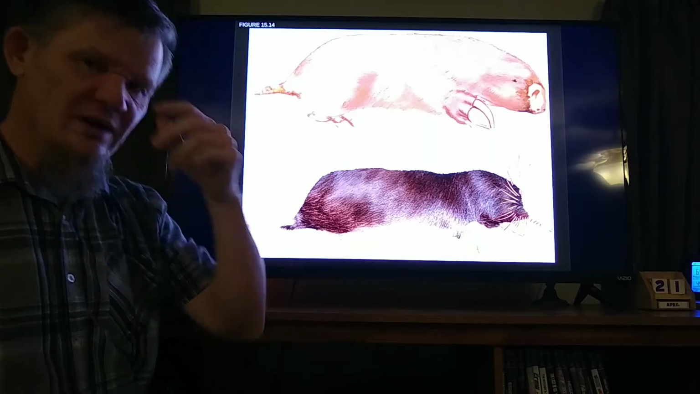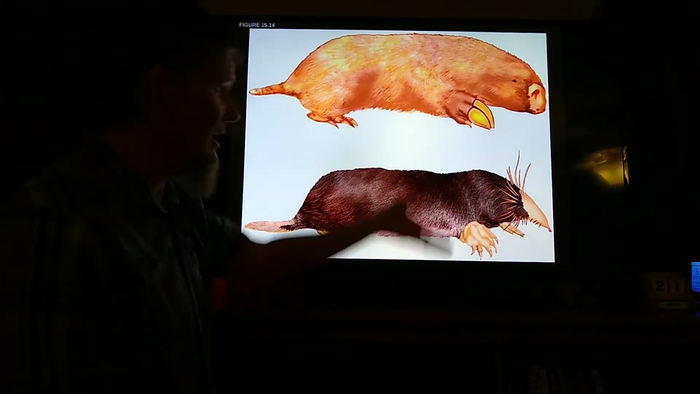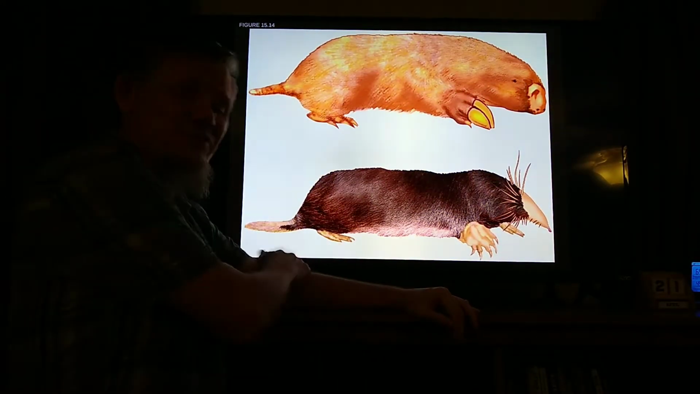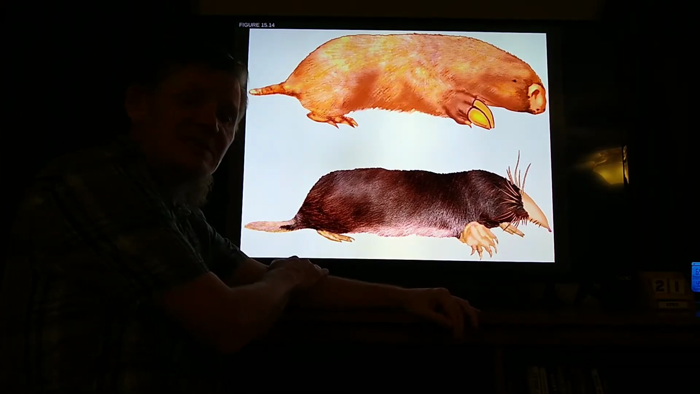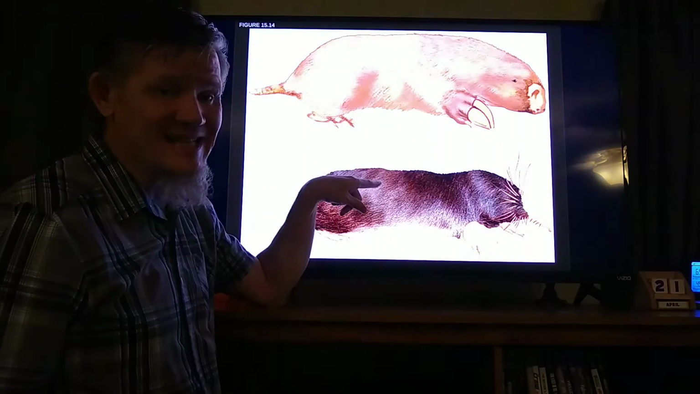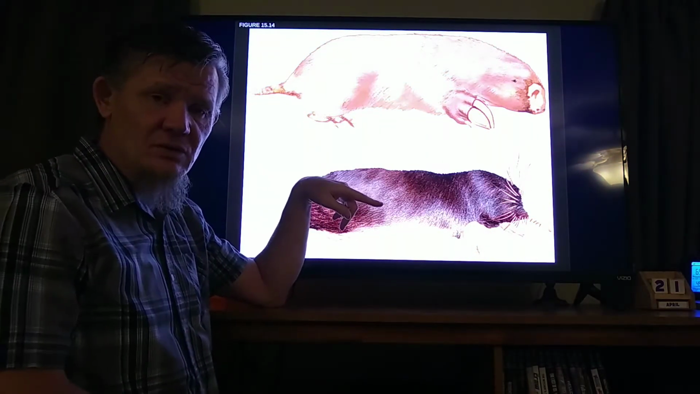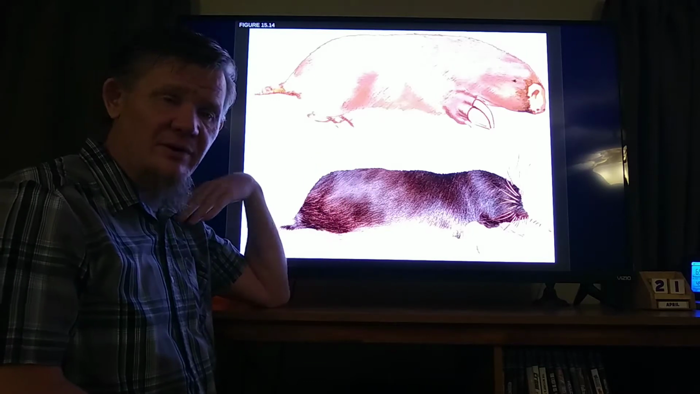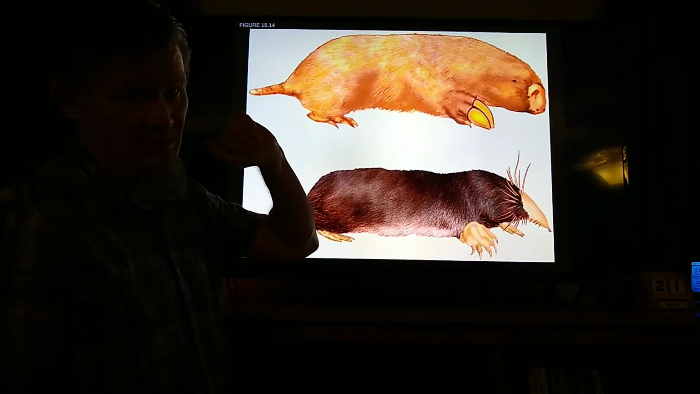When we look at these two organisms, we say, hey, they're really similar. Look, they've got very similar features. These guys are a perfect example of convergent evolution. This down here is a mole, a placental mole, which means that she holds the babies inside of her and gives live birth. This is a marsupial mole.